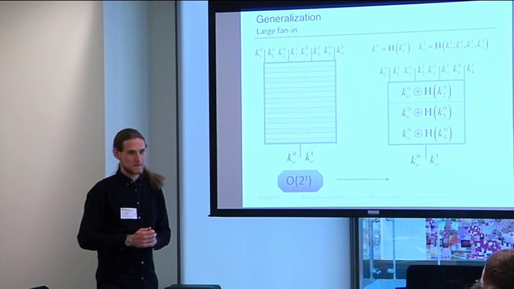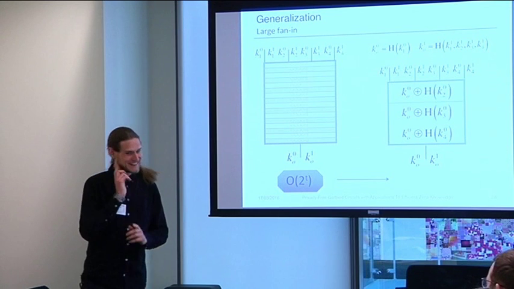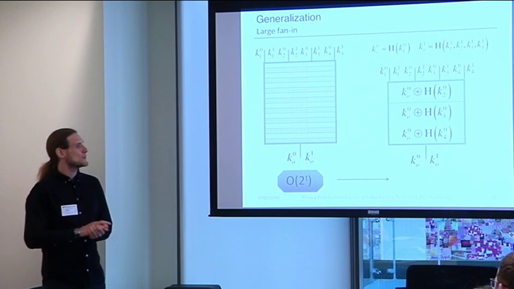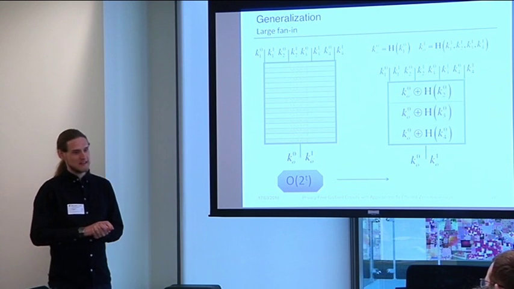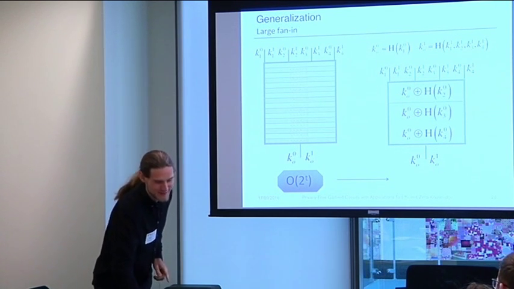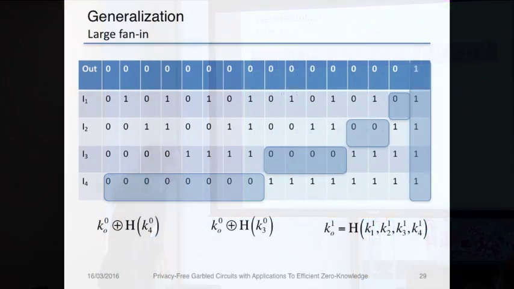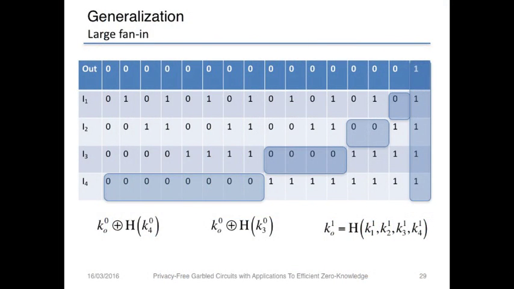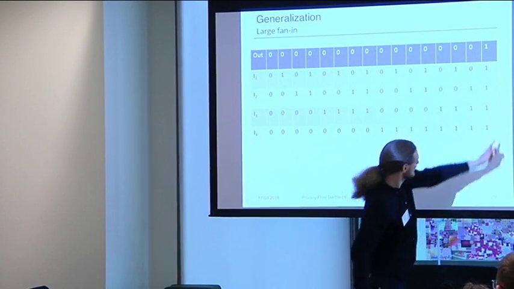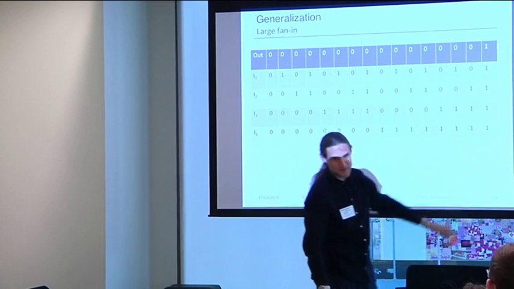Can you do anything like this in the non-privacy-free setting? Excellent question. We looked at it a bit. It turns out, well, hold on, let me show you the next slide because that gives the reasoning behind this. So here we have a truth table, just flipped around, of an AND gate. We have the output, where we only get one if all the inputs are one.